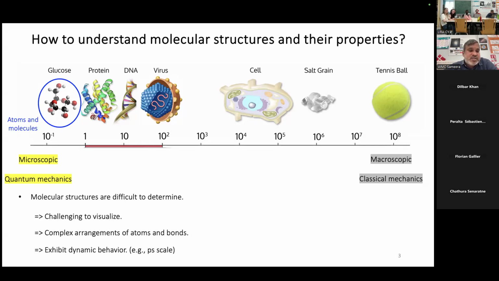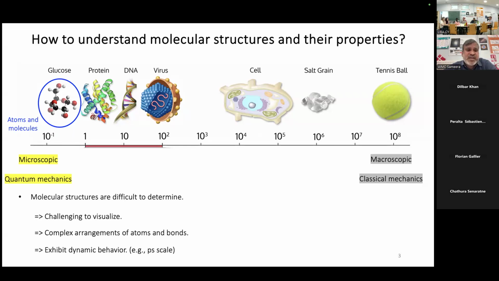Another complicated situation is the dynamic behavior, which is typically on the picosecond scale, or if you think about reactions, it can be on the femtosecond scale. So these are very fast processes, and you cannot really see what's going on because the time scale is very small.